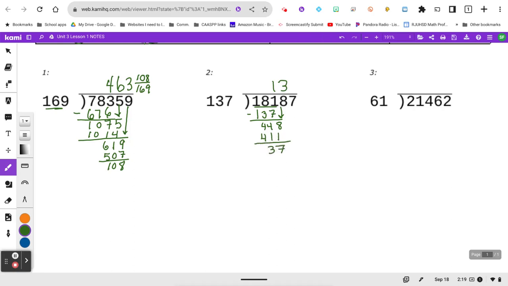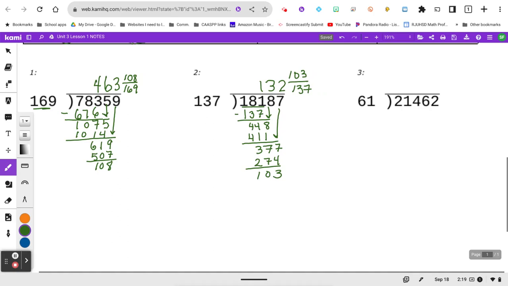37, definitely under 137. Bring down our last number. And I would say this one is between these two numbers, so it's going to be 2, which is 274. And if we subtract, we get 103, which is definitely less than 137. And we're going to write our remainder just like that. Again, last one we're going to do.